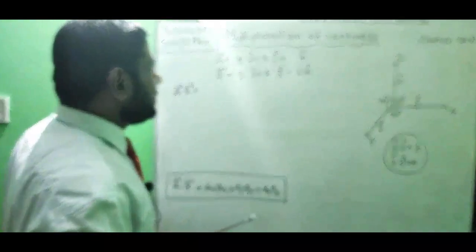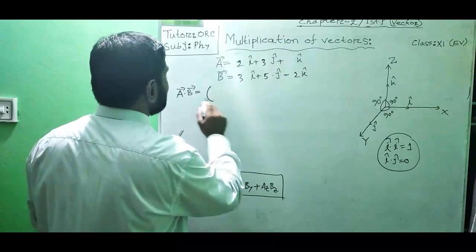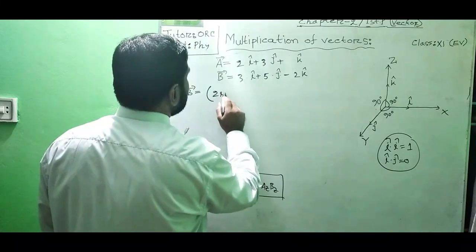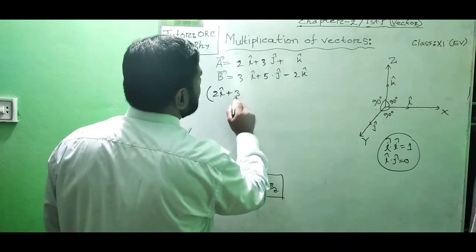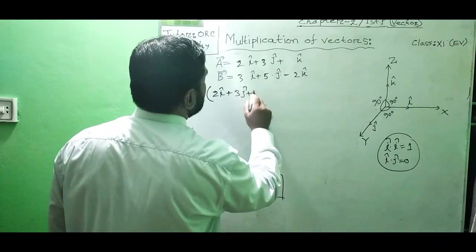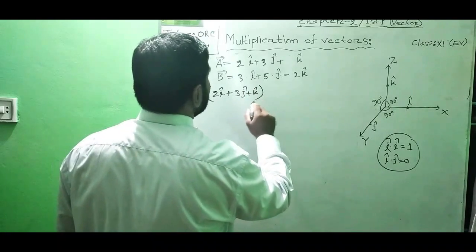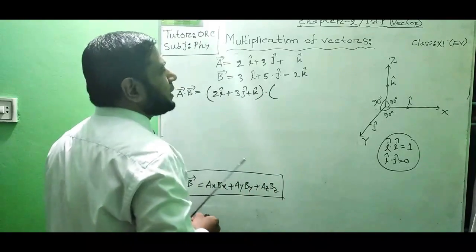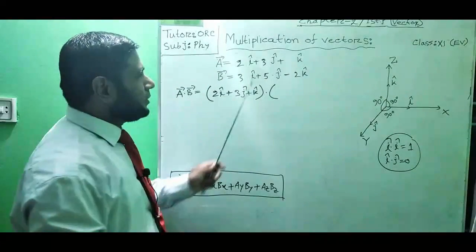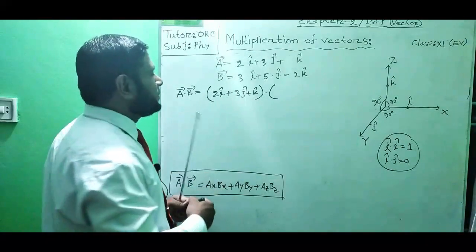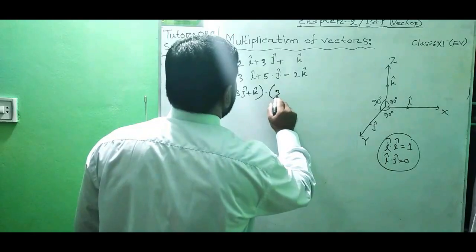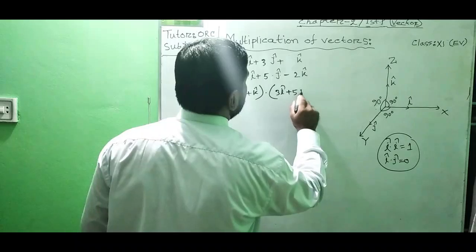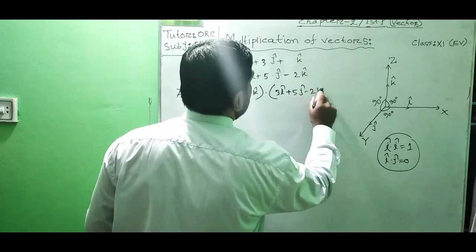Now, what will be the multiplication? Let us write down all the terms. The terms of vector A are 2i plus 3j plus k. You should say k cap, because a particular characteristic of a unit vector is that the cap sign must be written. Again, the terms of vector B are 3 i cap plus 5 j cap minus 2 k cap.